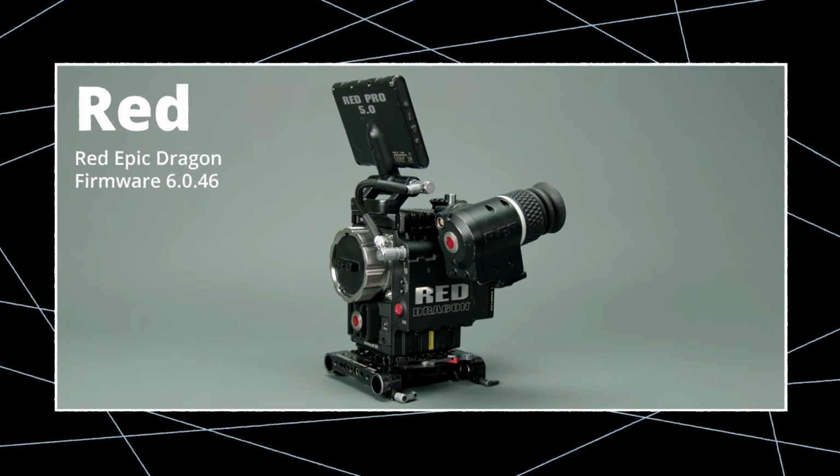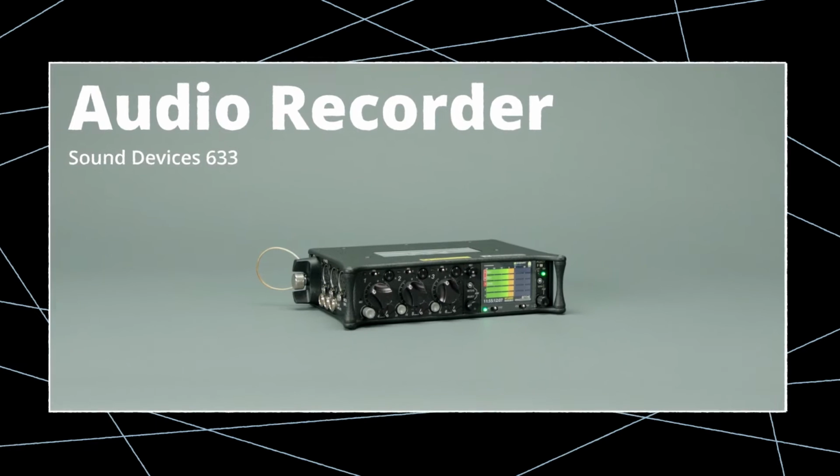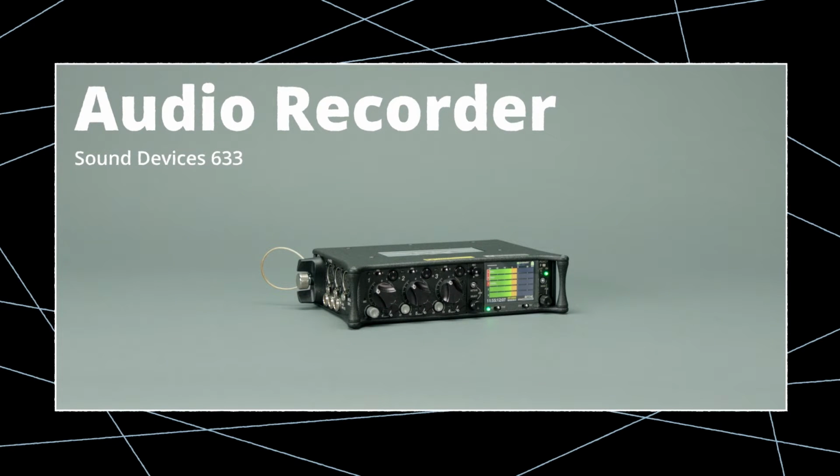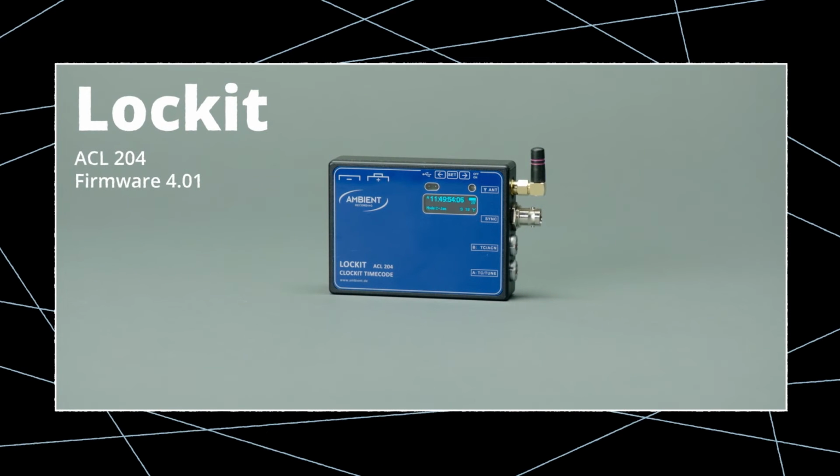First, a RED camera, and it doesn't matter if it's a Scarlet, Epic, Dragon, or Weapon, as they all use the same menu structure. A timecode-capable audio recorder with built-in Lockit circuitry or with an external Lockit. Use any ambient Lockit device for timecode.